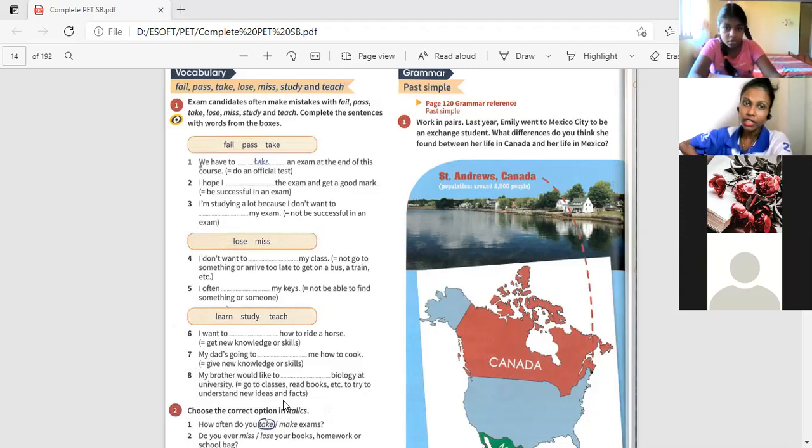Okay. Shall we write some sentences, one sentence each for one word? You write a sentence using fail, pass, take, like that in your vocabulary book, not your grammar book. Take out your vocabulary books, children. Write fail, pass, take, lose, miss, study, and teach. Then write one sentence each quickly. And when you are done, please put the raise hand option on.